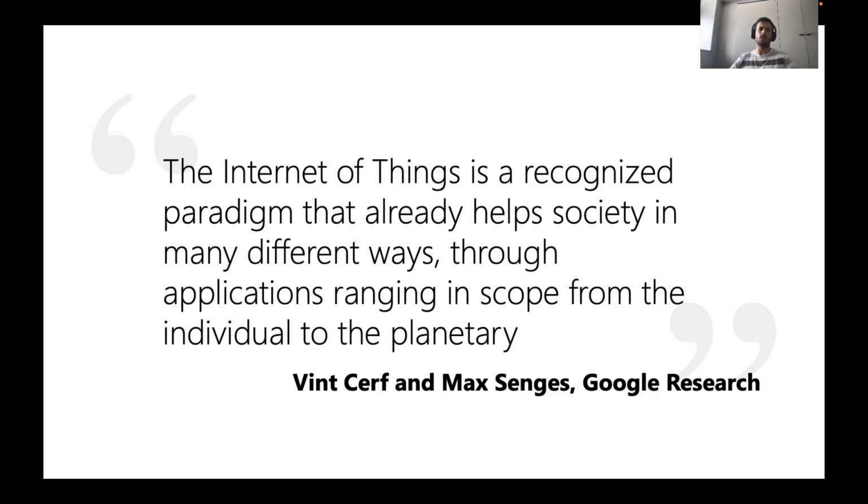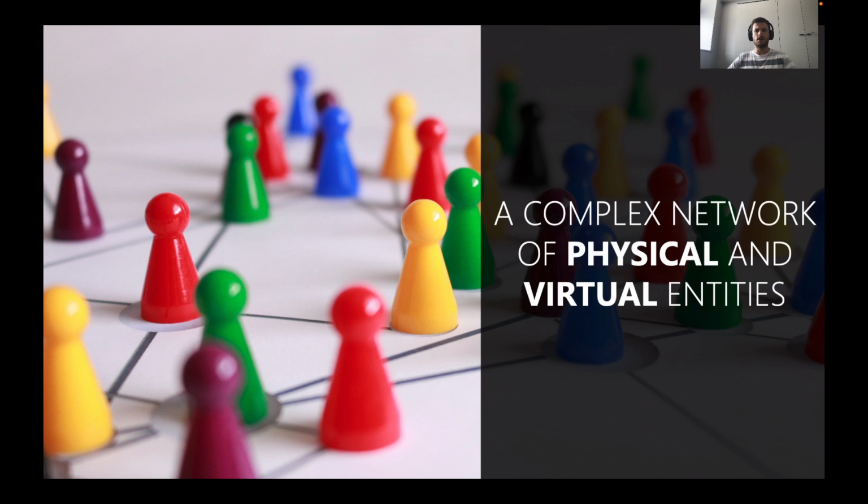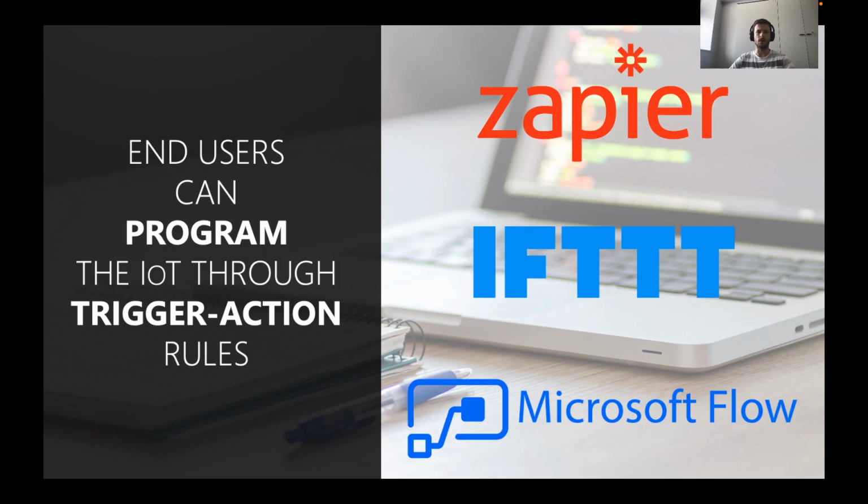The IoT is nowadays a well-recognized paradigm that already helps us in several situations. Every day, people interact with a growing number of internet-enabled devices and web applications in many different contexts, ranging from smart homes to smart cities. And the result is a complex network of connected entities, either physical or virtual, that are able to interact and communicate with each other, with humans, and with the environment.